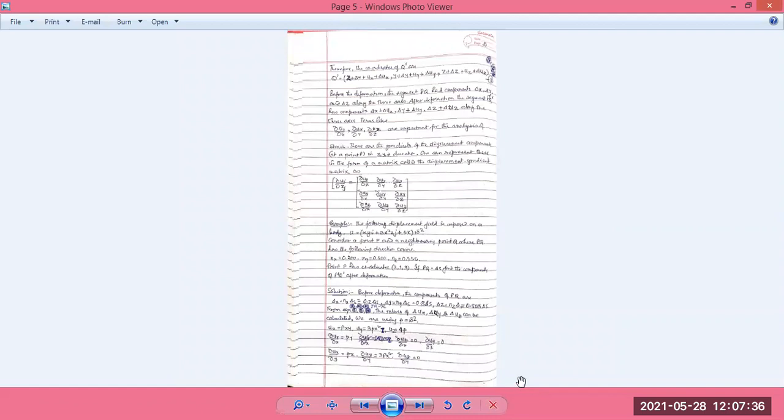The following displacement field is imposed on a body. The displacement vector of any point of the body is given by this equation: (xy i + 3x²z j + 4 k) multiplied by 10 to the power minus 2, or 1 by 100.